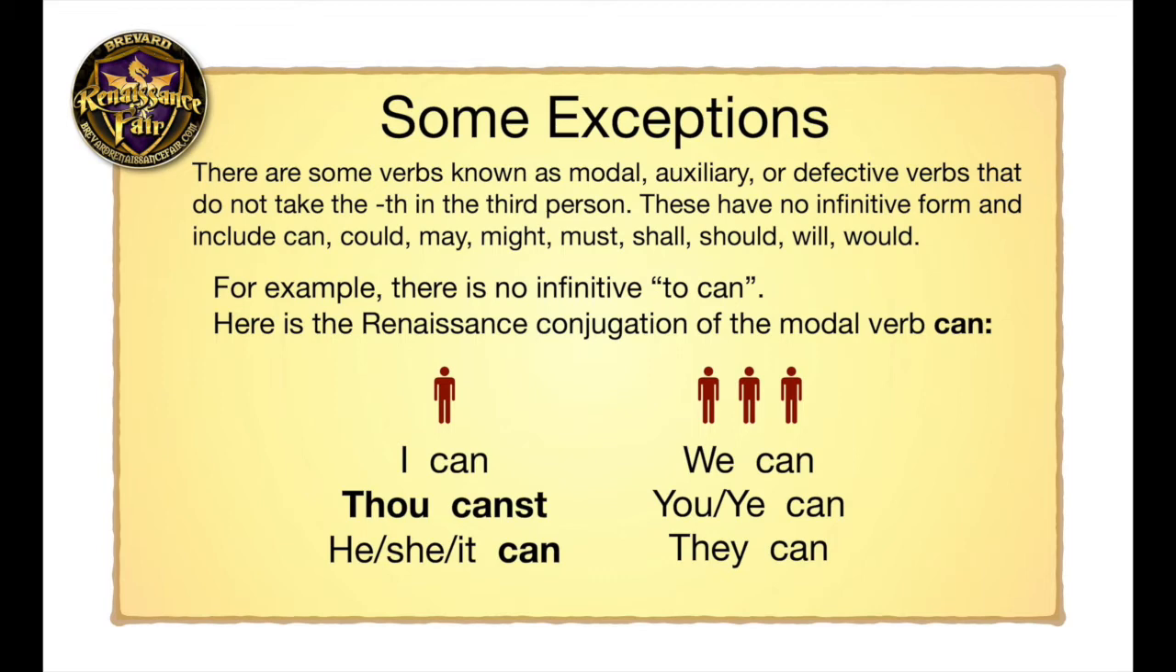Here's the Renaissance conjugation of the modal or defective verb can. I can, thou canst, he, she, it can, we can, you or ye can, they can. Notice, it is thou canst, but it is not he, she, or it can'th. Just he, she, or it can. Thou canst sing, he can sing.